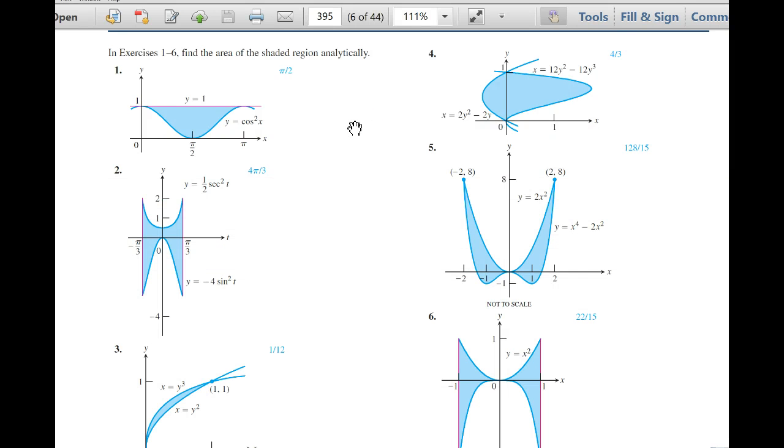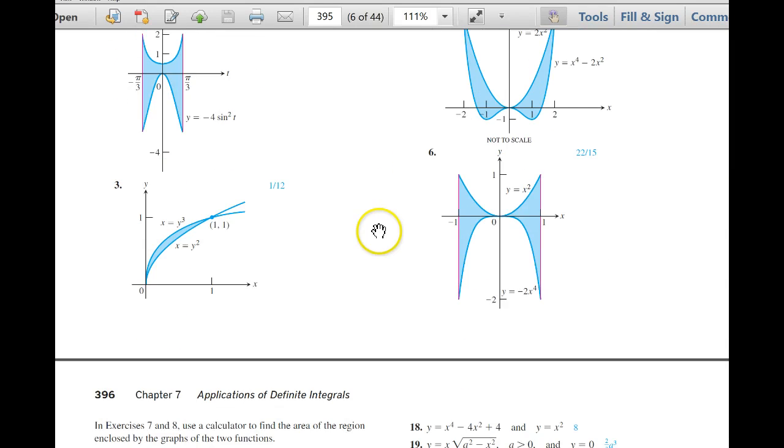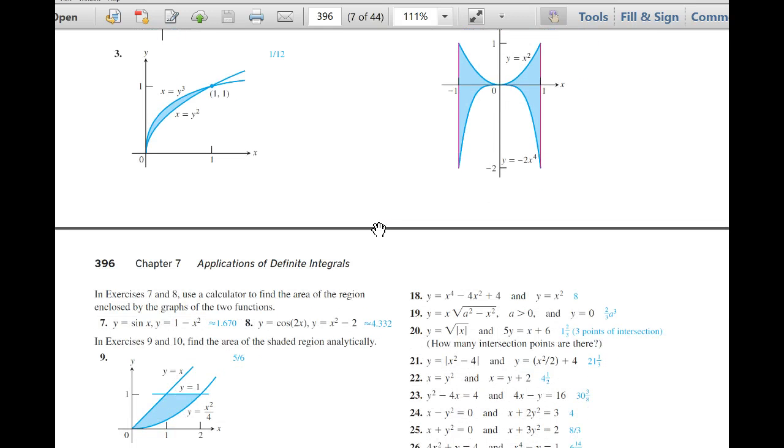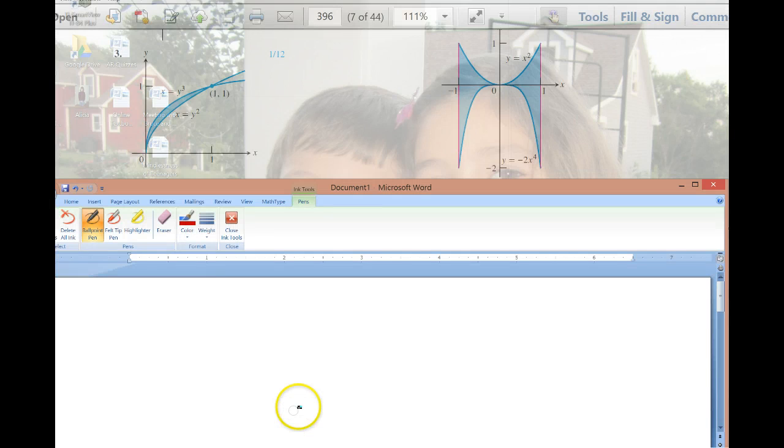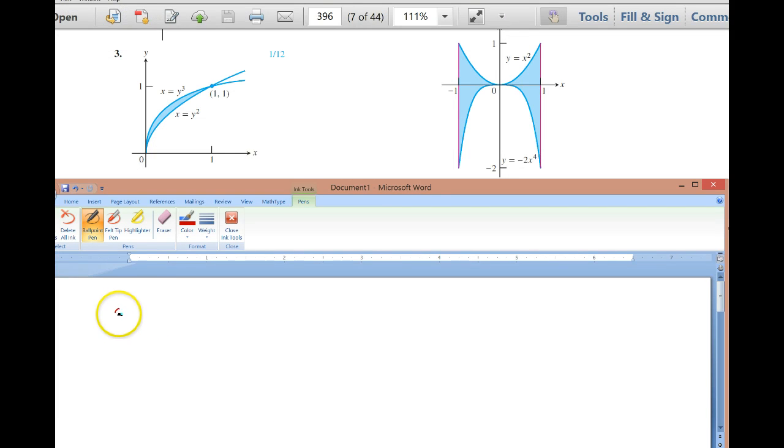What's the next one? 3? Okay, same thing. How do we set this up? We do A equals the integral. What's our lower bound? 0. Upper bound? 1. Oh, it's our upper curve. Y equals, okay, hold on a sec.